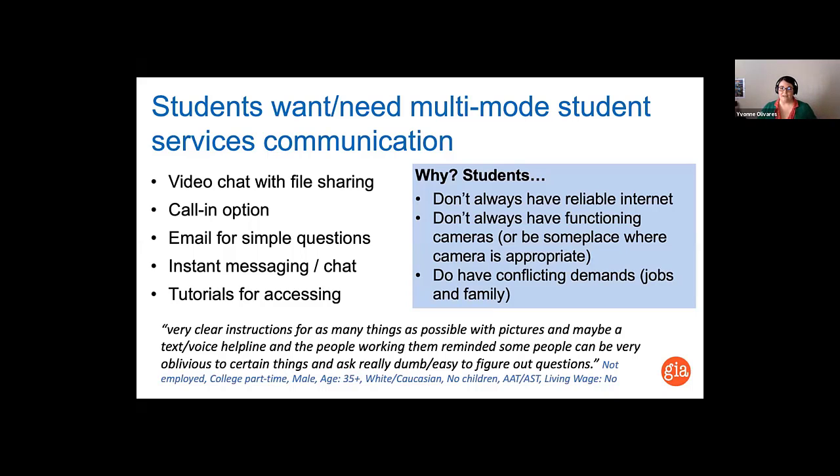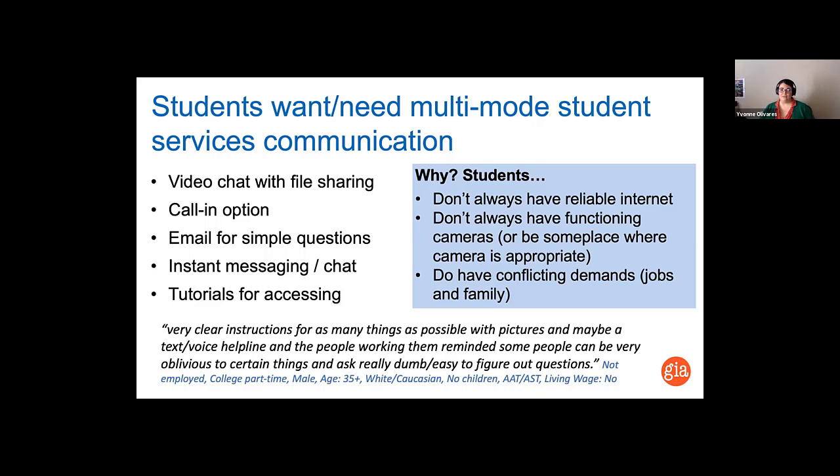All right, so I promised I'd get back to that student service communication. Students really spent a lot of time on this: they really need student services to be available in more than one way. Why? Well, our students don't always have reliable internet. They don't always have functioning cameras, or they're not always in places where a camera is appropriate, because like I said, sometimes they're calling from work. They're calling from places that it's just inappropriate to be doing so.